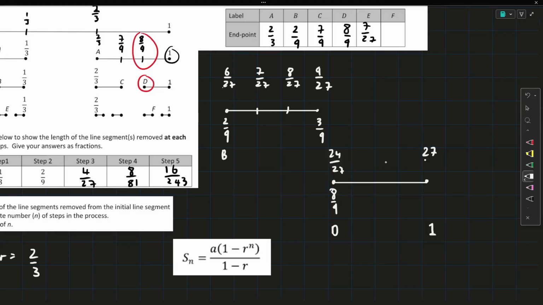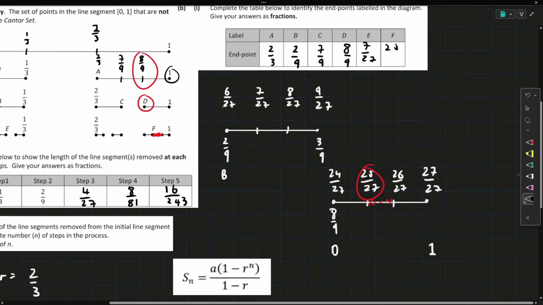Of course, this is 27/27. So if we split this up into 3 equal parts, we'll have 25 out of 27, and we'll have 26 out of 27. And then we're removing this part here in the middle. So you can see F is the bit on the left, so F is going to be 25/27. So a bit of a tricky question, but hopefully that made sense.